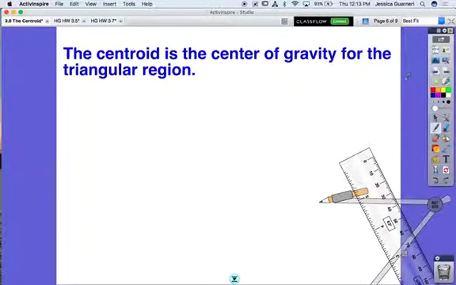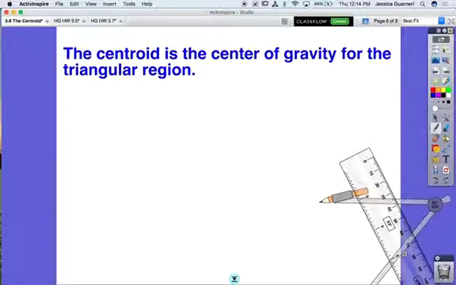Oh, so centroid is the middle of all medians. It's the point of concurrency of all medians. Yes, exactly. What does concurrency mean again? Concurrency means that they intersect at the same point. More than 2 lines intersect at the same point.